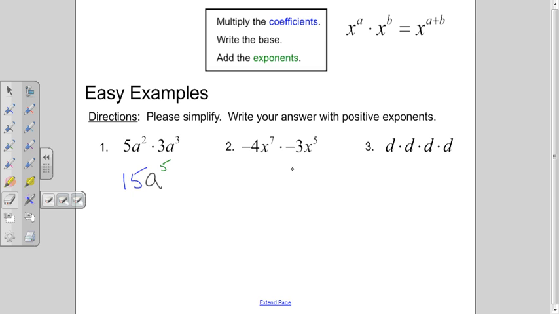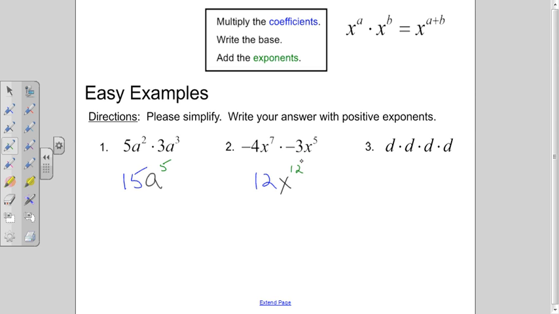Okay, so in example 2, we have negative 4x to the 7th times negative 3x to the 5th. And again, we're going to multiply the coefficients, which negative 4 times negative 3 will be 12. We'll write the base, which in this case is x. We'll add the exponents here, getting 7 plus 5 is 12, for an answer of 12x to the 12.